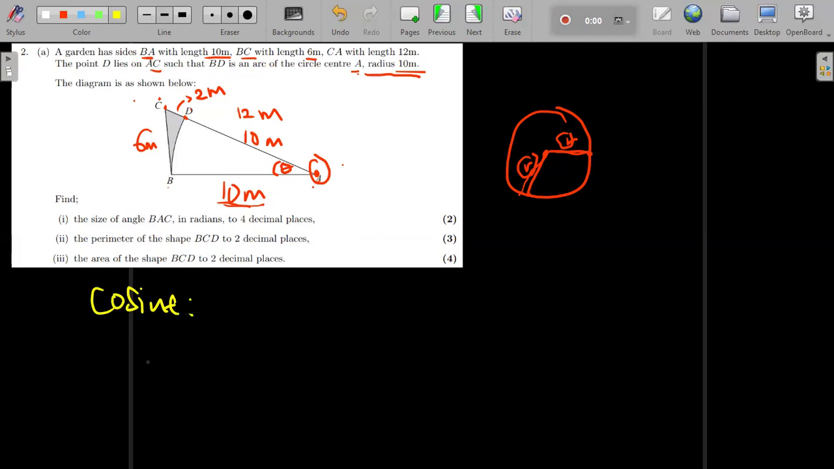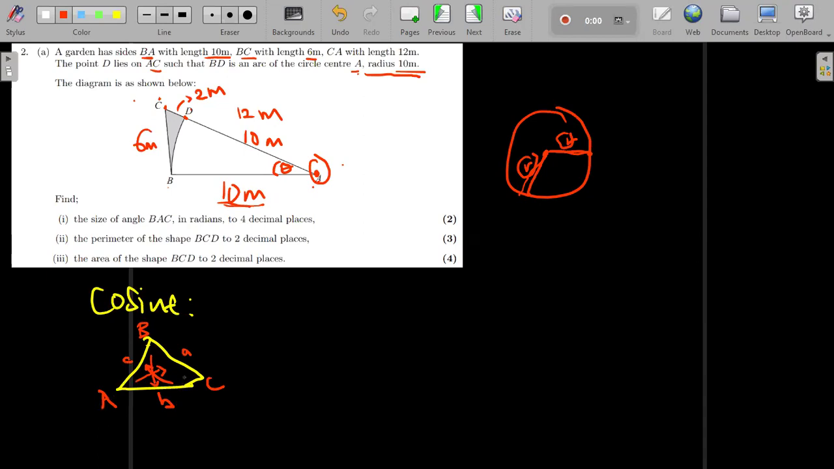Okay, so what does the cosine rule state? If I have, for example, this triangle, we know that the angles in the triangle are represented by capital letters. So let's say this is angle A, angle B, and then angle C. The side opposite angle A is side A, the side opposite angle C is side C, and the side opposite angle B is side B.